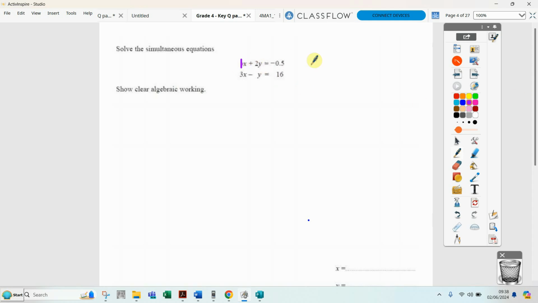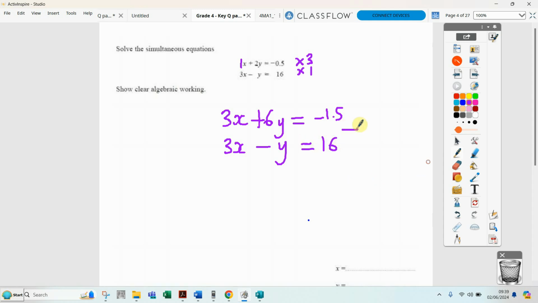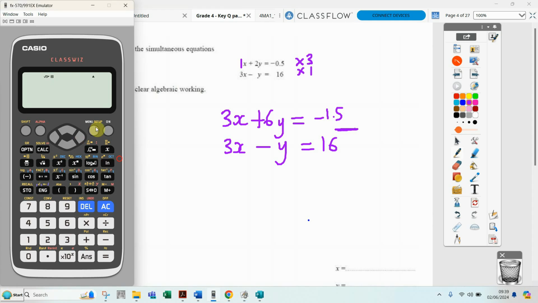Okay, so that's 1x. Right, so we times this one by the first number of the other row, 3, and we times this one by the first number of the other row, 1. So the top one, if I multiply everything by 3, I get 3x plus 6y equals minus 1.5. Okay, and when I times the other row by 1, I get 3x minus y equals 16. Don't forget to put a minus in between. Okay, and then we're going to use the silver calculator.